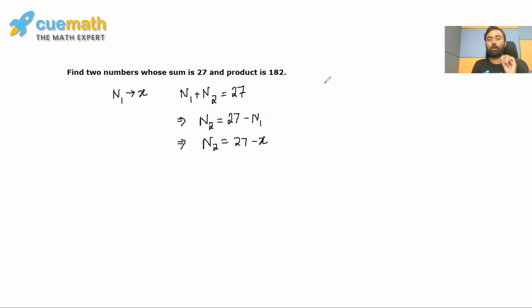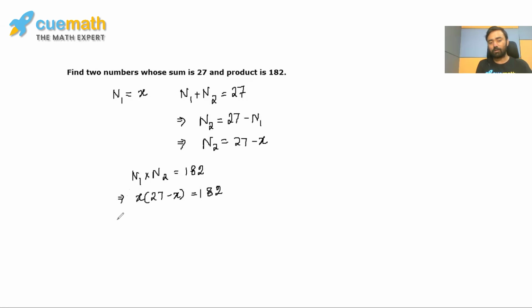Now we have got both the numbers in terms of the same variable, because in a quadratic equation we just have one variable in all the equations. So if we get the value of x, we can easily find the two numbers which they are asking for in this question. Now the second condition is the product of these two numbers is 182. So we'll form an equation, n1 times n2 is 182. And we'll substitute the values. So x times 27 minus x equals 182.